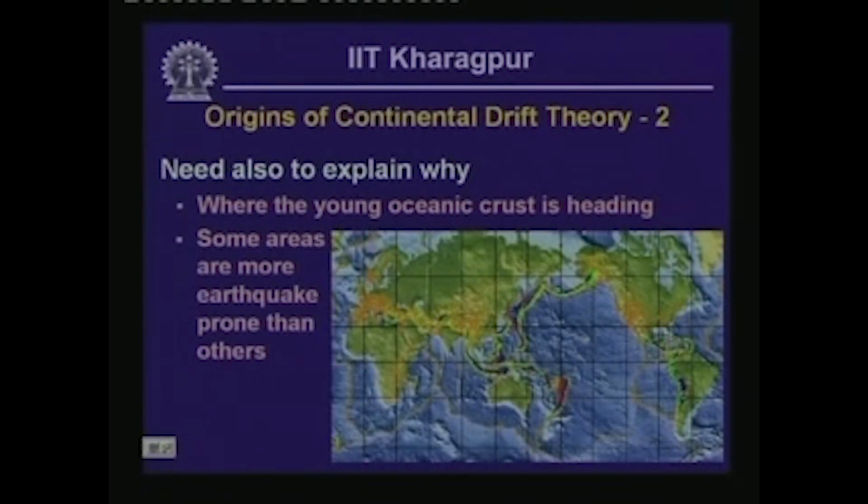So then the question arises: if the oceanic crust is young, somewhere new oceanic crust is being created, and since it is being created, it has to be consumed somewhere, because otherwise the Earth's surface has to grow to accommodate the creation of the young oceanic crust. So the necessity arose in the 1950s to find out where the oceanic crust that is being created is heading, or where it is being consumed.